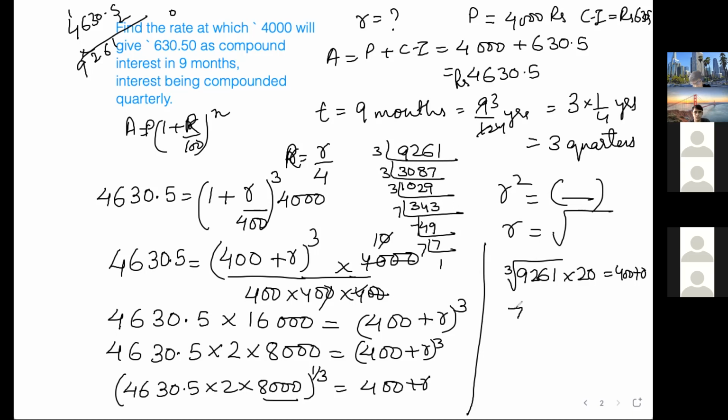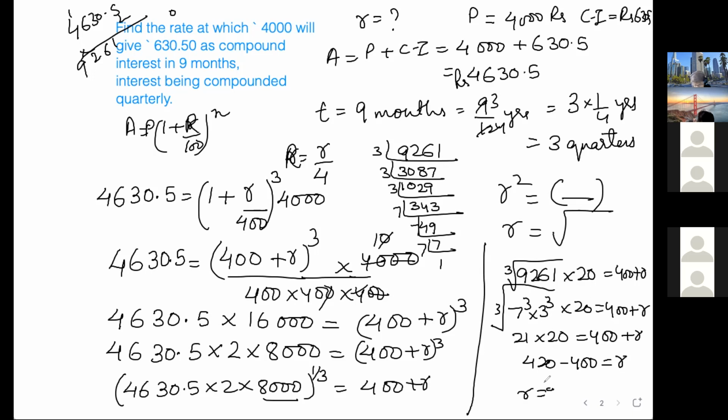So actually it is 7 cube into 3 cube inside the root, cube root into 20 is equal to 400 plus r. So 7 into 3 will come out. So outside it becomes 21 into 20 is equal to 400 plus r. 21 into 20 is 2 ones are 2, 2 twos are 4, 420. 420 minus 400 is equal to r. So r is equal to 20% per annum is the answer.